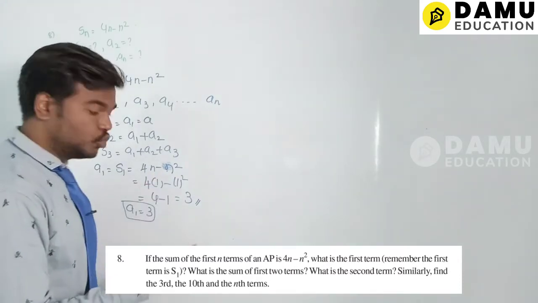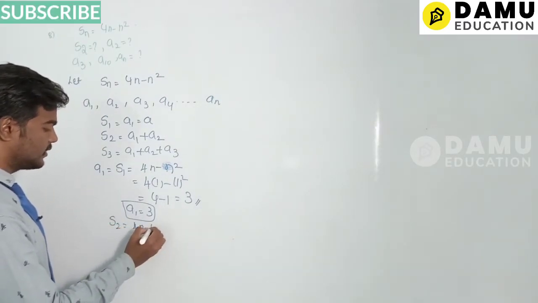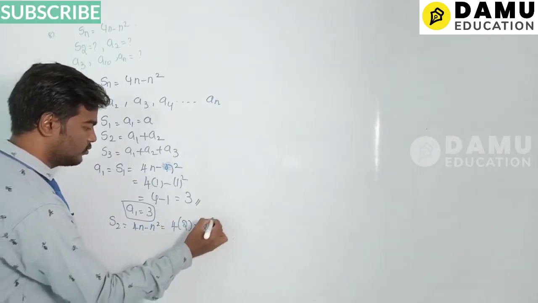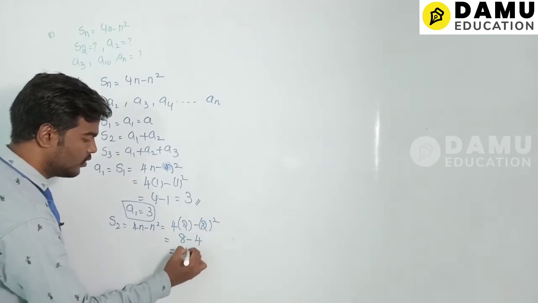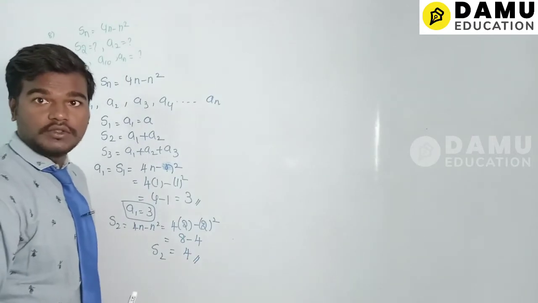Then what is the sum of two terms? That is, S2 will be equal to 4n minus n square, that is 4 into 2 minus 2 square. So 4 2s are 8 minus 2 square, which is 4. So S2 will be equal to 4.